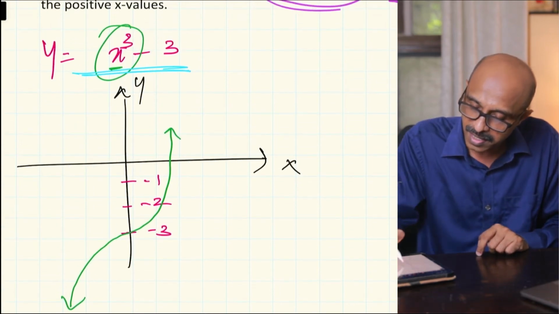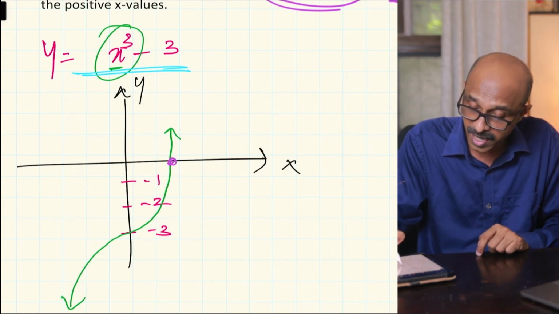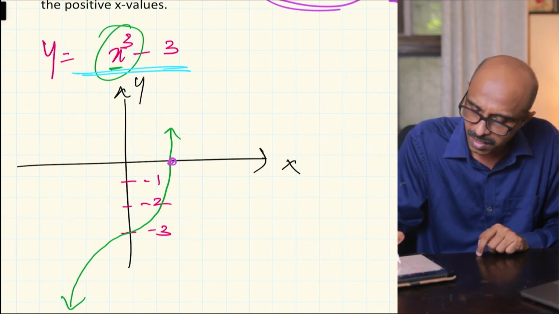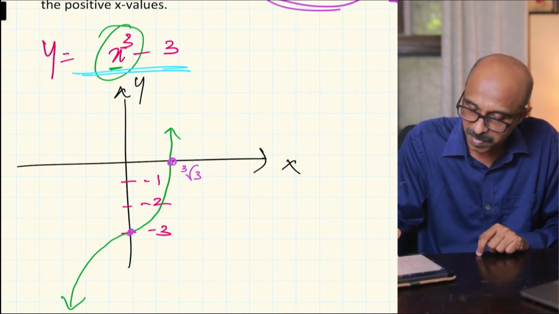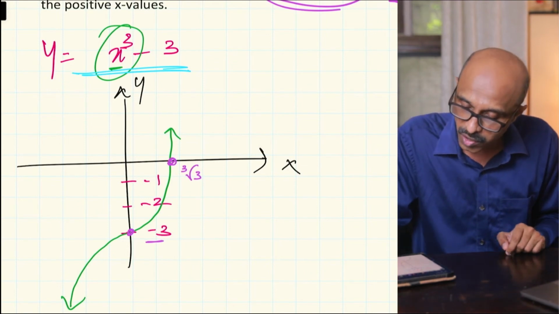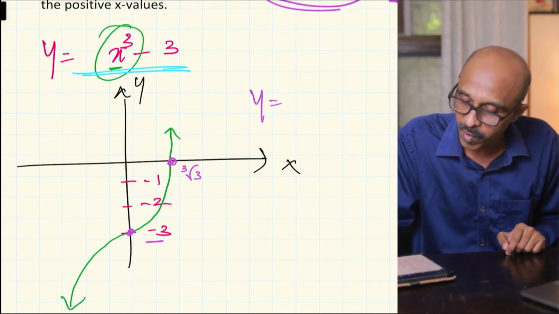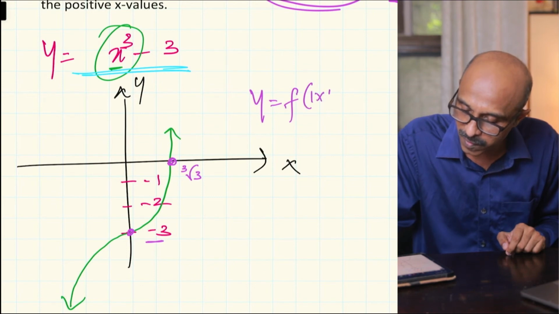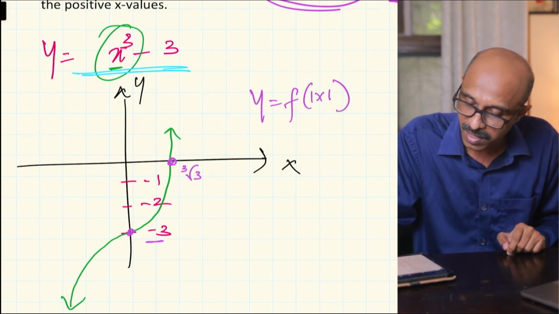Let's mark the important points. The x-intercept is going to be the cube root of 3, all right? And the y-intercept is (0, -3). So that's the graph. And we want to consider what's going to happen to the graph of f of absolute value of x. That's more important, okay? That's what we are looking for.